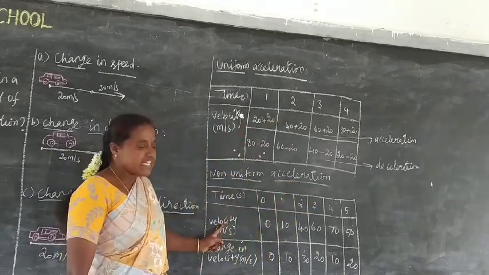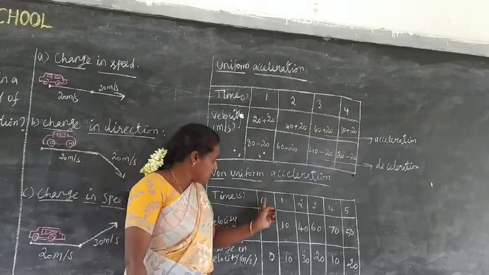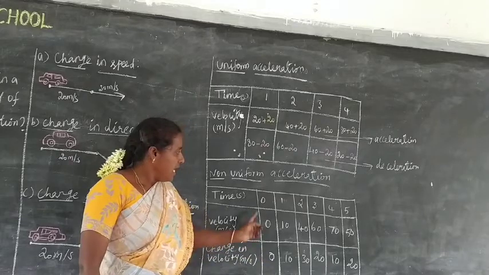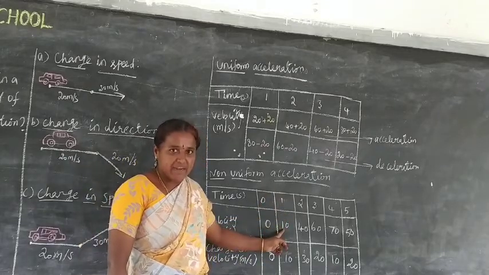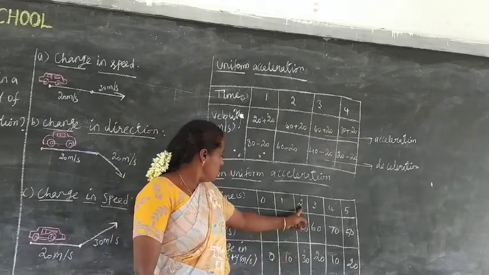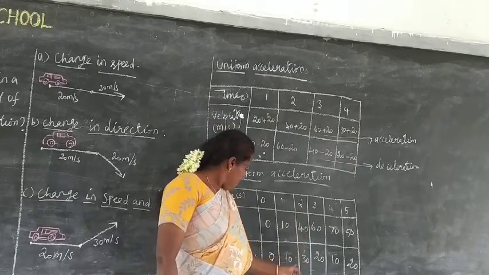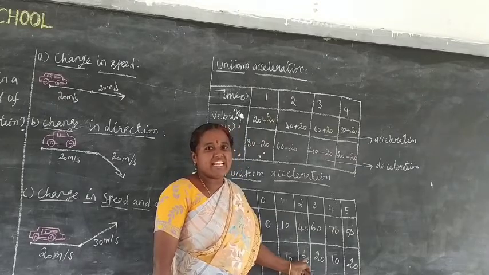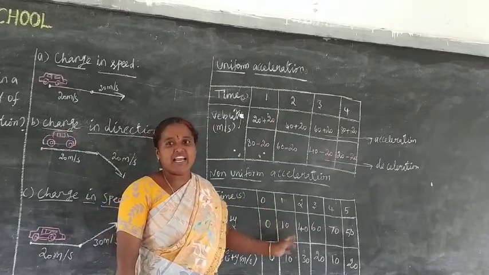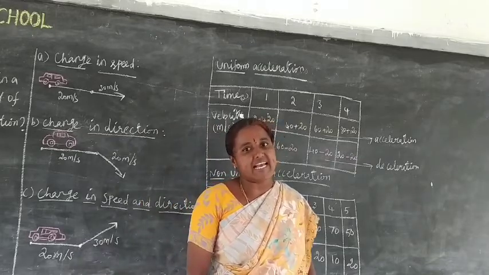Here, time, velocity and change in velocity are given. In 0 seconds, velocity is 0 and change in velocity is also 0. In 1 second, velocity is 10 meters per second, change in velocity is also 10 meters per second. In 2 seconds, velocity is 40 meters per second and change in velocity is 30 meters per second. Note that the change in velocity is not the same for every second. The moving car is undergoing non-uniform acceleration.